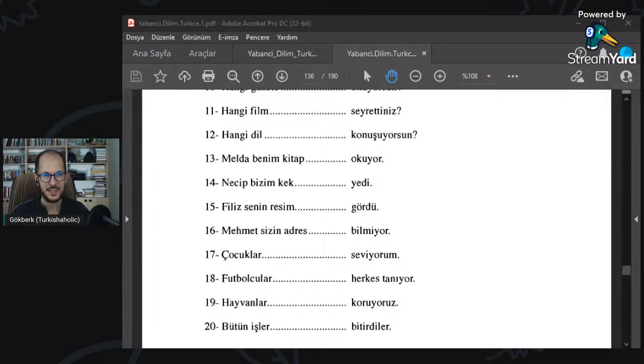And finally, number 20, bütün işleri bitirdiler. So işler means work, job, errands. It can mean a lot of things. Bütün işler. Bütün means all. And bitirmek means to finish. So bütün işleri bitirdiler means they finished all the errands, all the job.